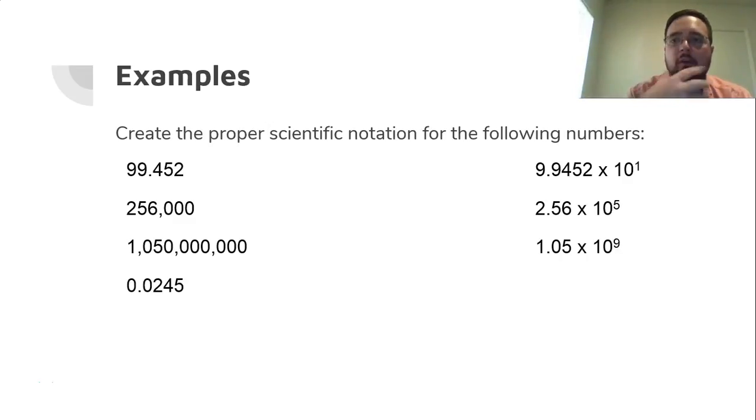So you have to ask yourself, is it greater than 1? Is it less than 1? That will determine what type of value your exponent will have and where your decimal needs to move. So we want to follow the same rules. Take a second and see if you can try to determine this one.